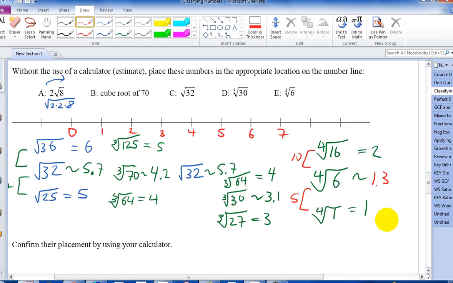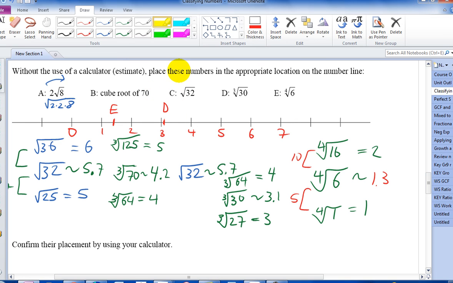So 1.3 is E, so I'd put E right here. Okay, so this is where I'm going to put E. In between the 1 and the 2, but not in the middle, a little bit closer to the 1. Okay. What about D? Where should you put D? D is 3.1, so I'd put D right here. D's got to be really close to the 3.